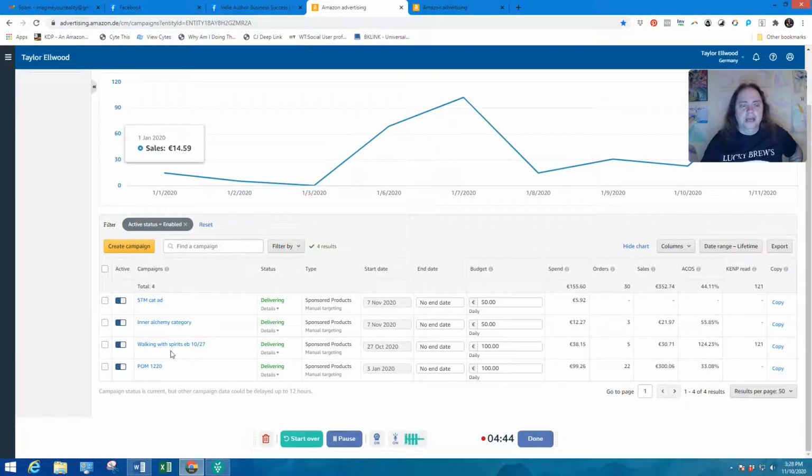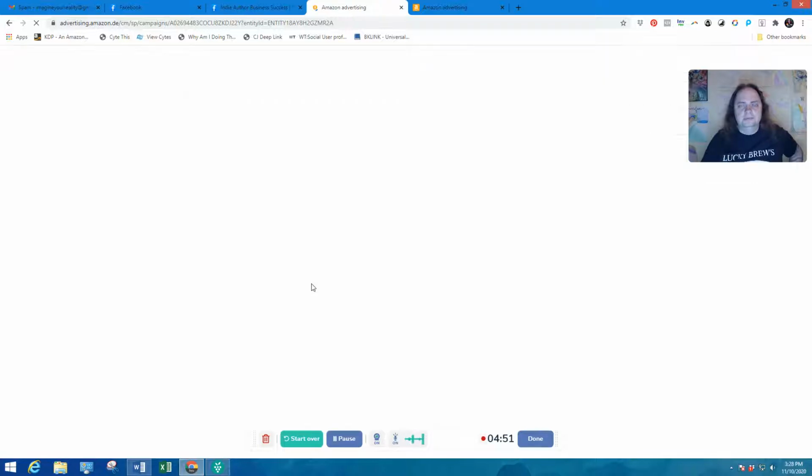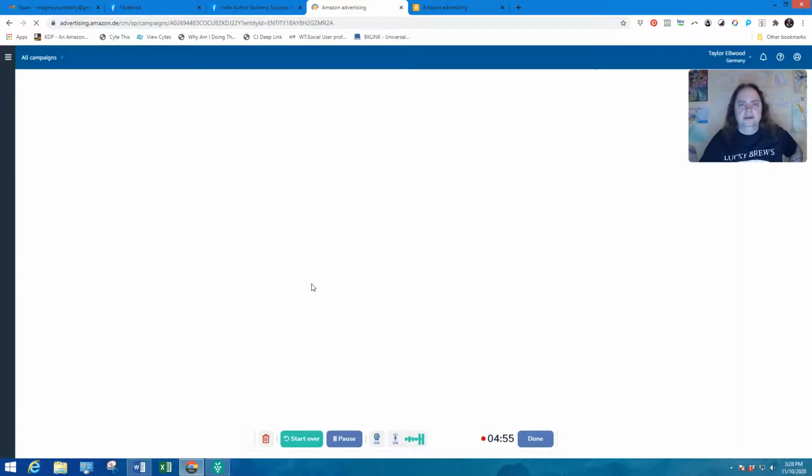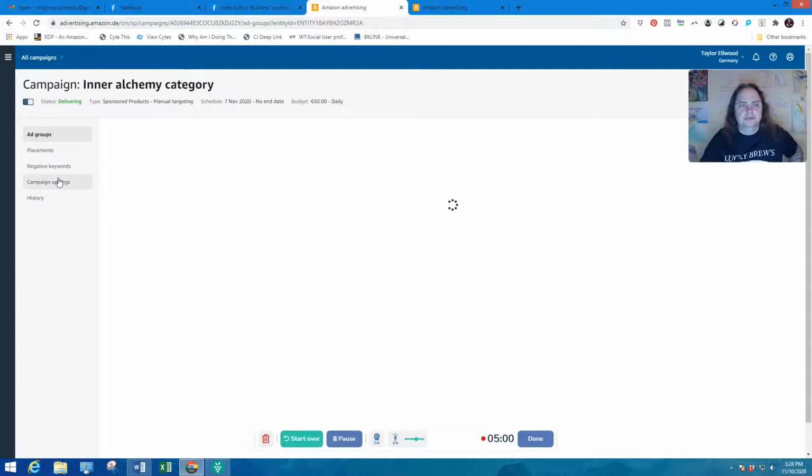Let's take a look at the Inner Alchemy category ad. In fact, this is again in the German market, and what we're going to see here in a moment is it's taking its sweet time, because that's just the nature of things.